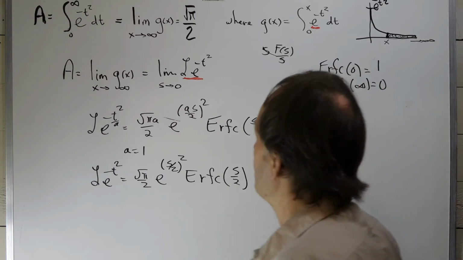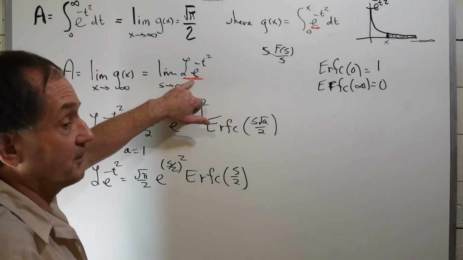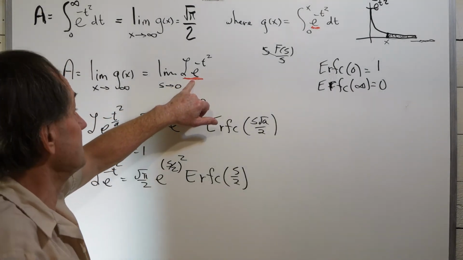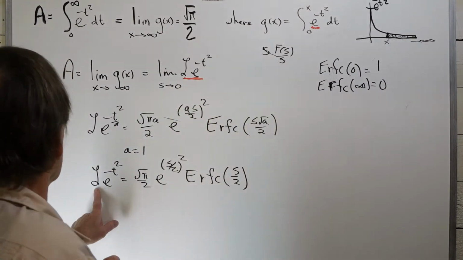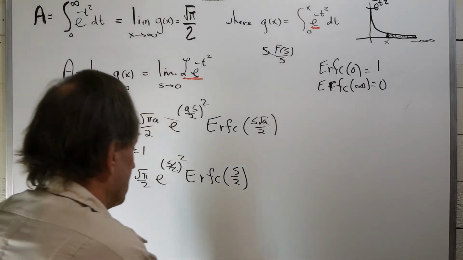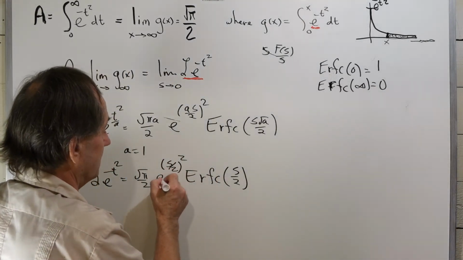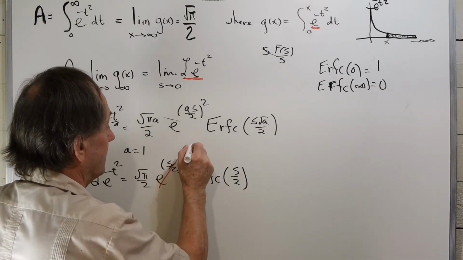So now, let's find the value of the limit of the Laplace transform of e to the minus t squared as s goes to 0. So here's our Laplace transform of e to the minus t squared, and as s goes to 0, we have e to the 0, which goes to 1.